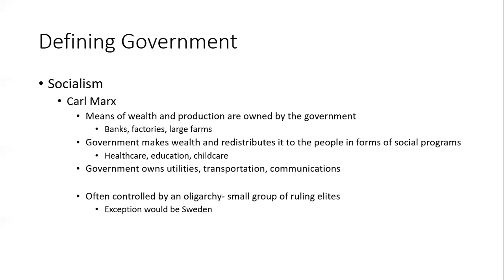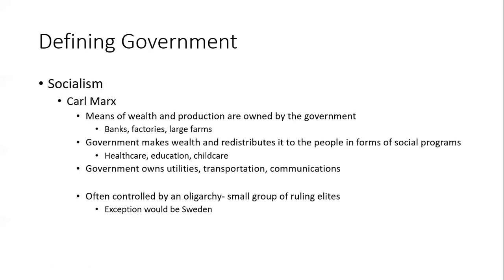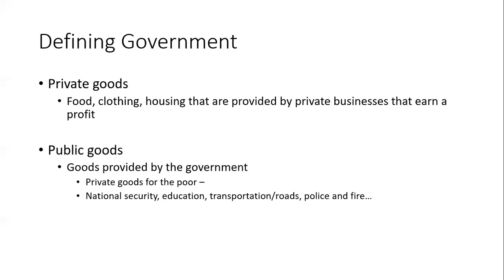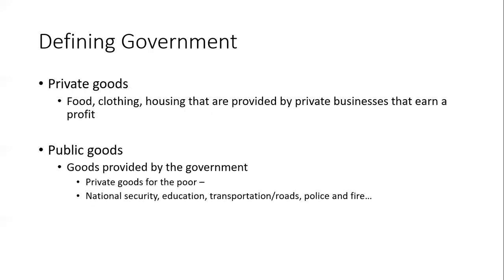When capitalism or socialism is oftentimes implemented into society, it's controlled by an oligarchy, which is a small group of ruling elites that oversee the marketplace and the business and the government. The book uses the example of China for that. The exception to this would be Sweden, which is a democratic socialist nation. Okay, when we're really looking at this idea of capitalism and socialism, we're looking at the idea of private goods versus public goods.